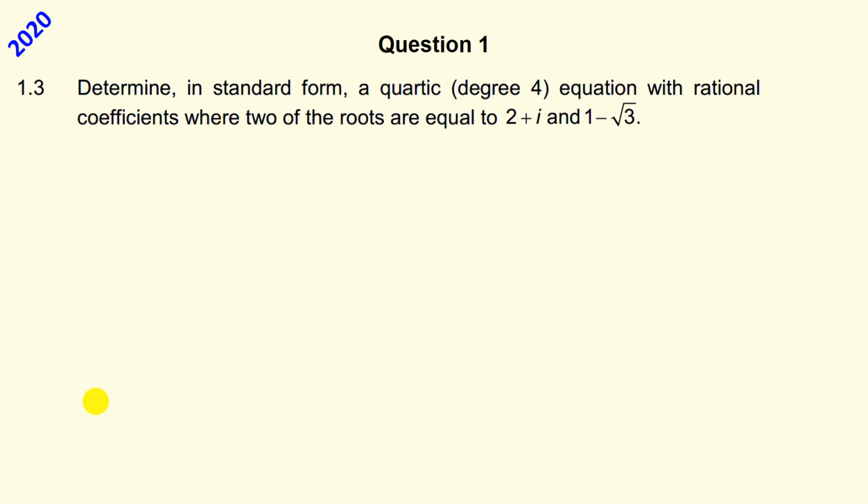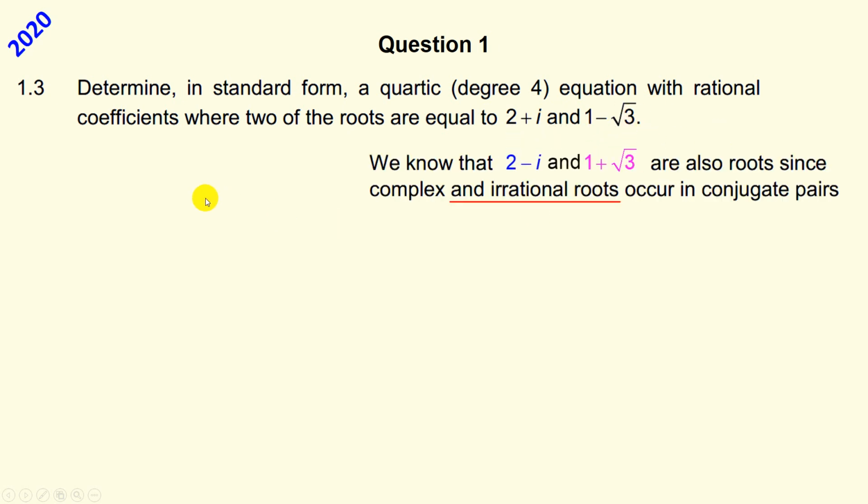1.3. So we have to find a quartic, which is a fourth degree equation, with rational coefficients where two of the roots are equal to 2 plus i and 1 minus root 3. Well, if they're rational coefficients, we have to have something that gets rid of the i and something that gets rid of the root 3. So therefore, we have to have conjugate pairs. There we are, 2 minus i and 1 plus root 3.